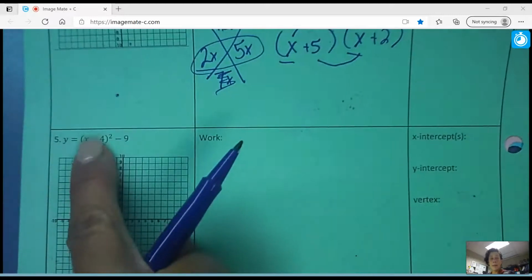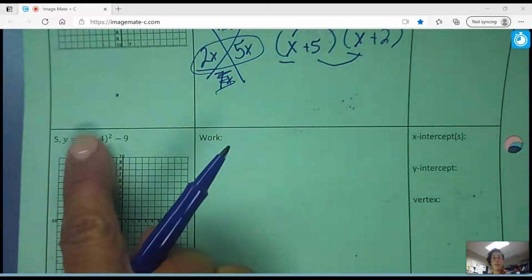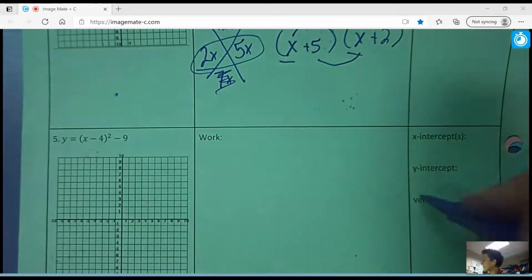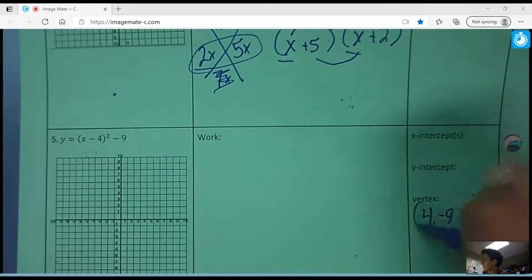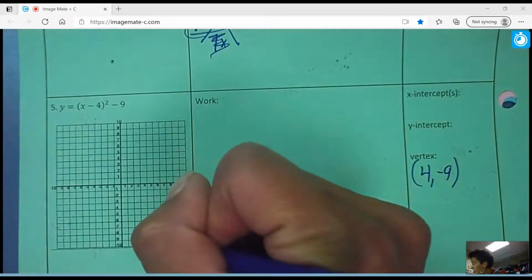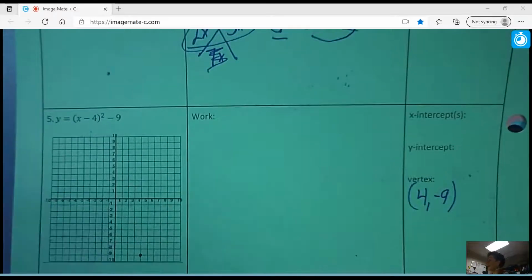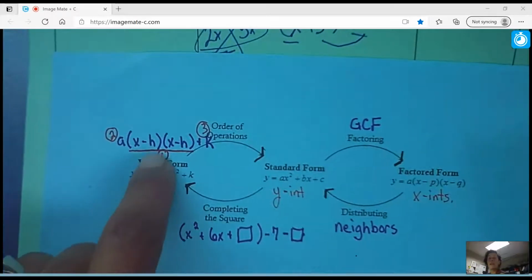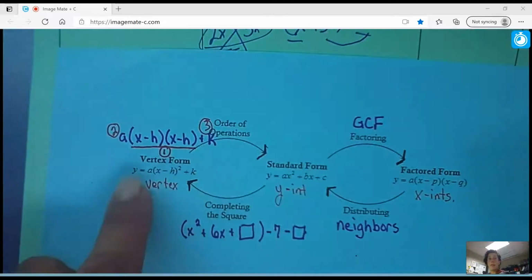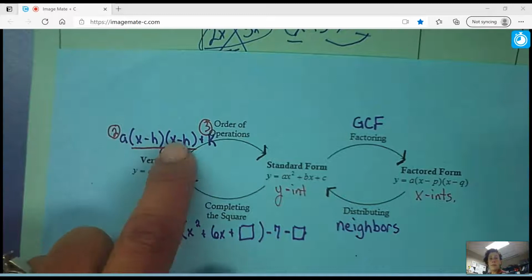So this time I'm starting out in vertex form. So right away I'm going to get my vertex. The trick is 4 and then -9. So I'm going to go ahead and go right 4 and down 9 and get that point first. And now I'm going to get my other form. So if I start in vertex form, the only thing I can do is get to standard form. And so if you remember, that squared means we're going to have to write those parentheses out.